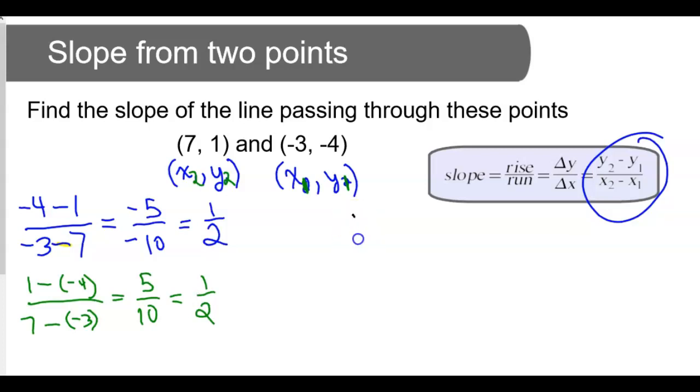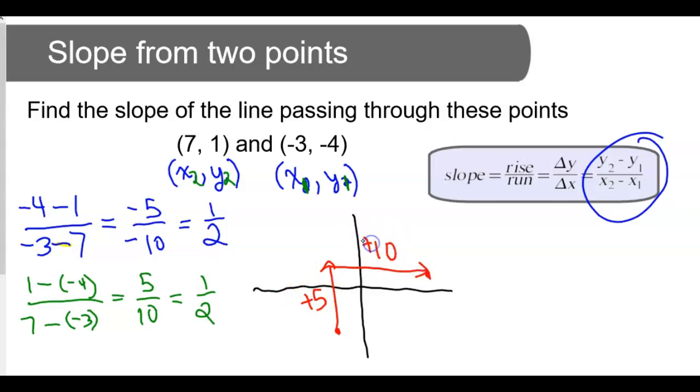And then some people are visual people, so let's think about what we were doing here. (7, 1) is somewhere around here. And (-3, -4), let's say it's about here. Well, what am I showing with my slope? I'm showing that I'm going up 5 units, if I read this from left to right, and then I'm going to the right 10 units. And that's how I'm getting my slope of 1/2.